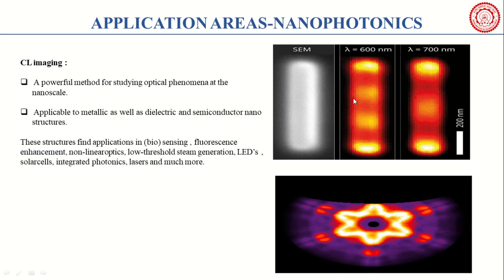Now, in nanophotonics, CL imaging is a powerful method for studying optical phenomena at the nanoscale. Here is the same structure imaged at lambda equal to 600 nanometer and at lambda equal to 700 nanometer, and various CL images have been obtained. It is applicable to metallic as well as dielectric and semiconductor nanostructures. These structures find applications in biosensing, fluorescence enhancement, non-linear optics, low threshold lasing, LEDs, solar cells, integrated photonics, lasers, and much more, in various fields.